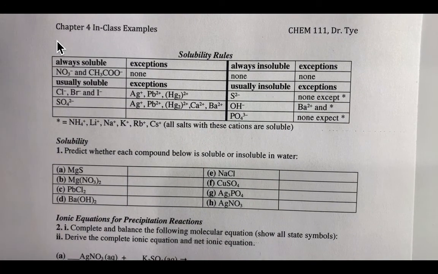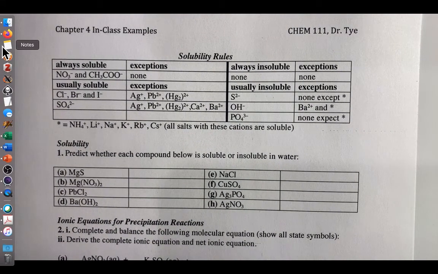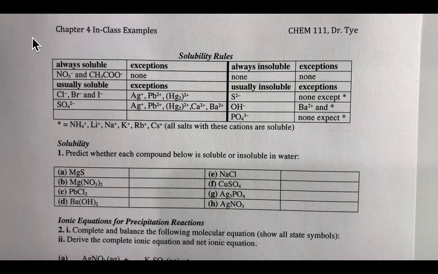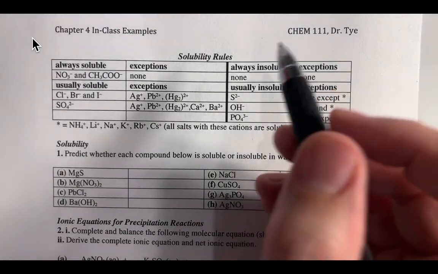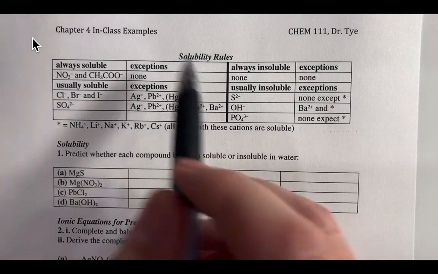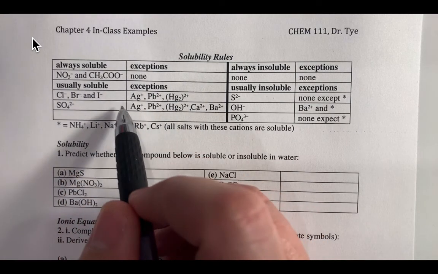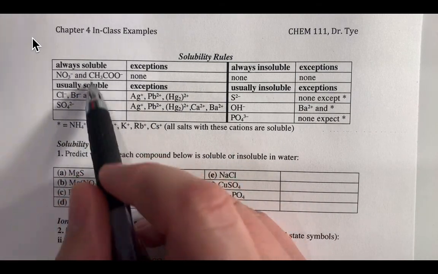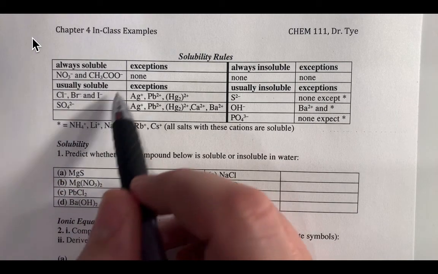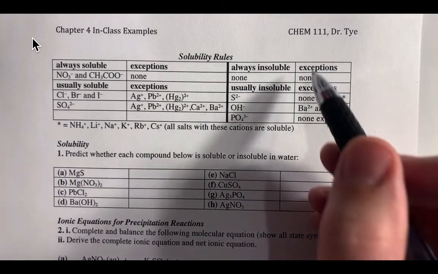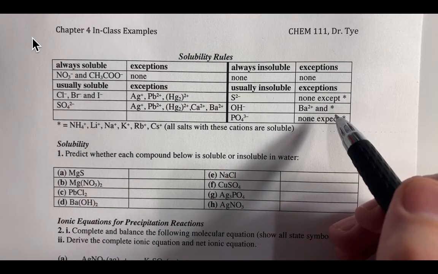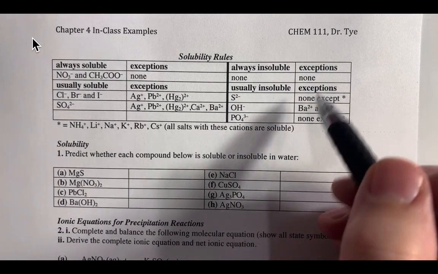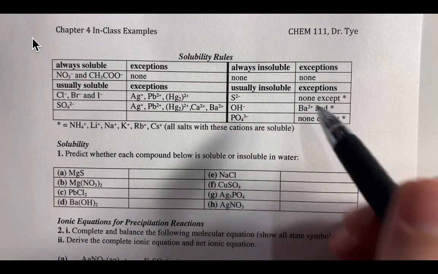All right, before we get into problem one, I just want to walk you through how to analyze a table like this. And so, the solubility table: we have this side, which has our always and usually soluble anions. That's what it's based around, the negative part of the ionic compounds. And this side is based around our insoluble, usually insoluble anions.